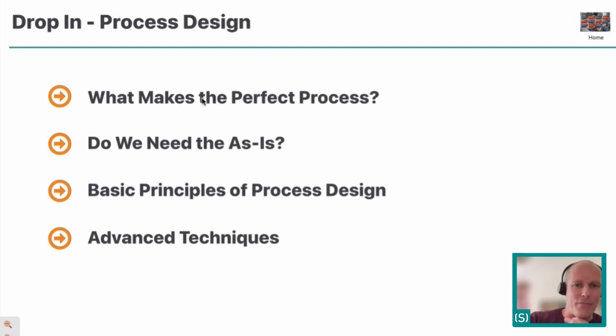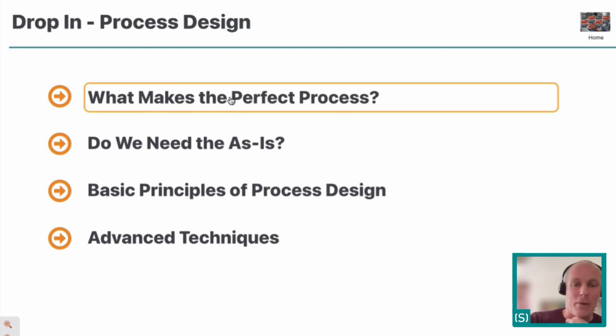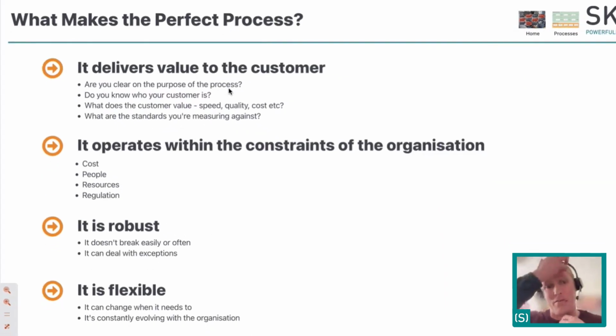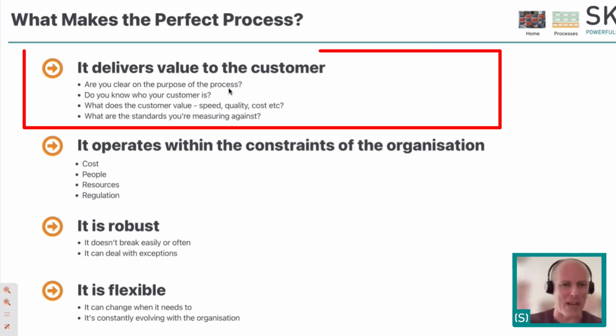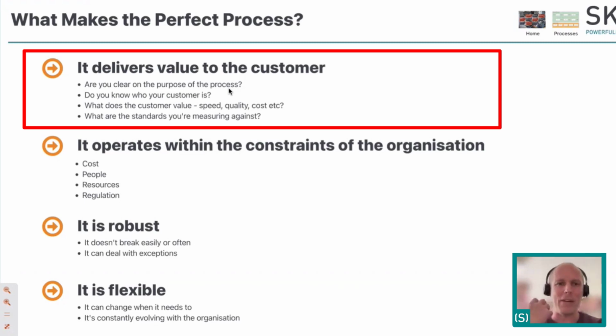So let's start off with what makes the perfect process. And as I said, what I'm really talking about here is what makes a good process. What are the characteristics of a process we should be looking for to make sure this is a good process? So I've started here with one of the most important things that most of us think about and talk about nowadays, which is the customer perspective. So being really, really clear about who is the customer for this process.